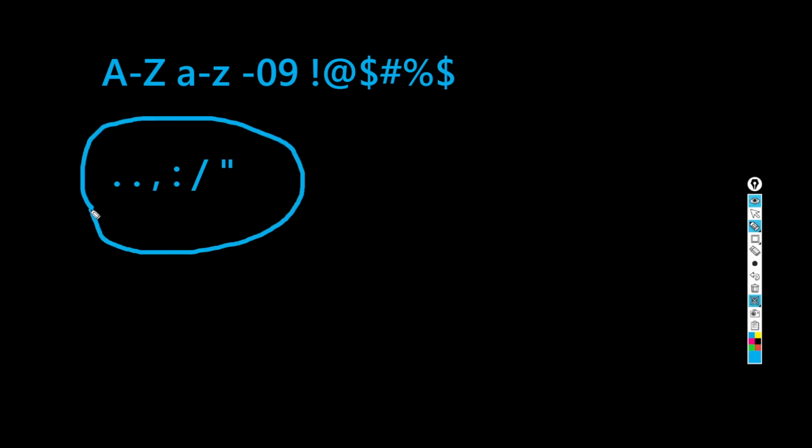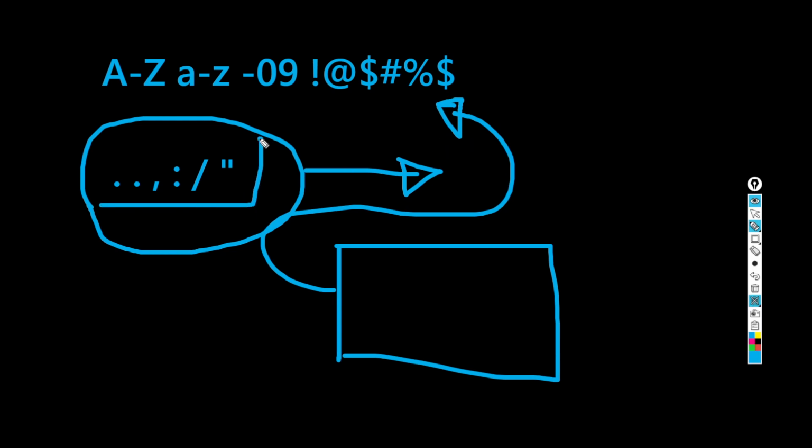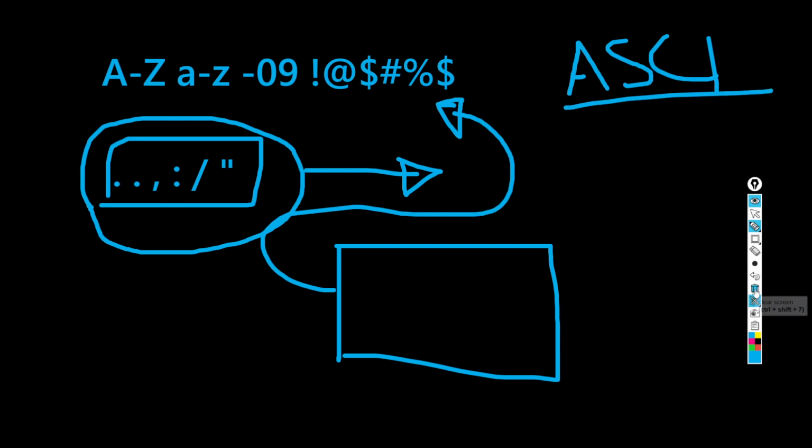But in order to understand these characters, our browser uses encoding, or we have to simply encode these characters so that our browser can understand. And to encode these characters, we use a table called ASCII. Now, if you don't know about ASCII, let me tell you.